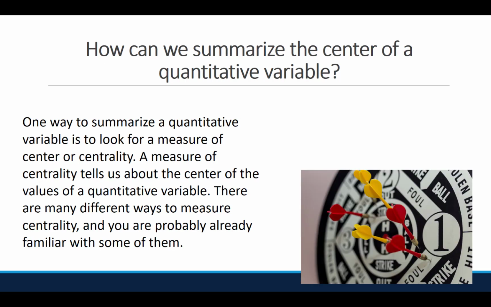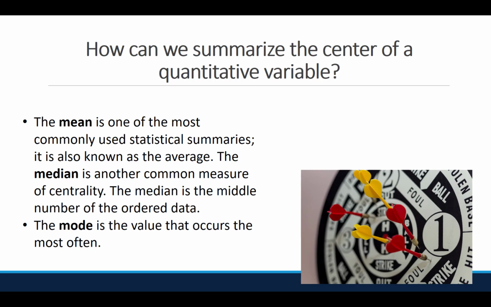How can we summarize the center of a quantitative variable? One way to summarize a quantitative variable is to look for a measure of center or centrality. A measure of centrality tells us about the center of the values of a quantitative variable. There are many different ways to measure centrality, and you are probably already familiar with some of them.